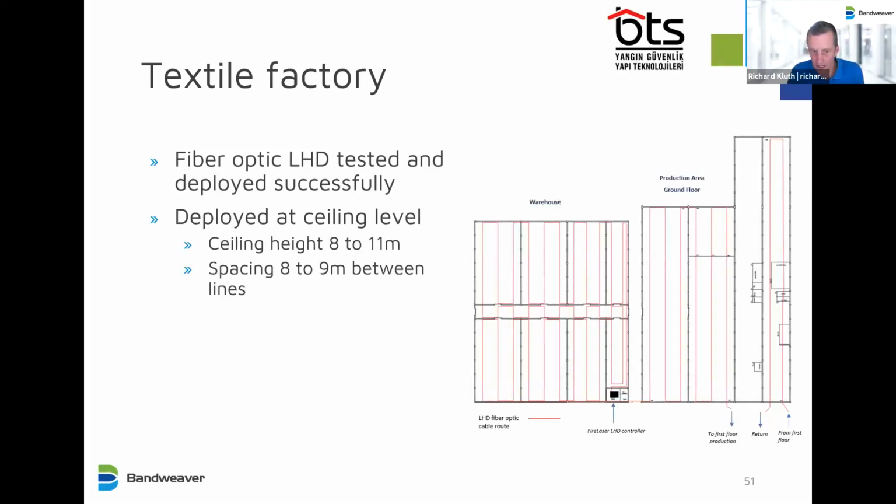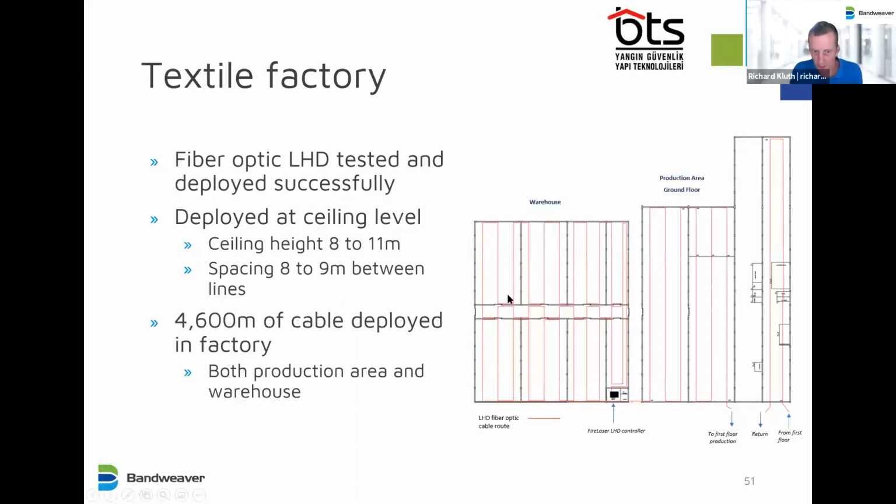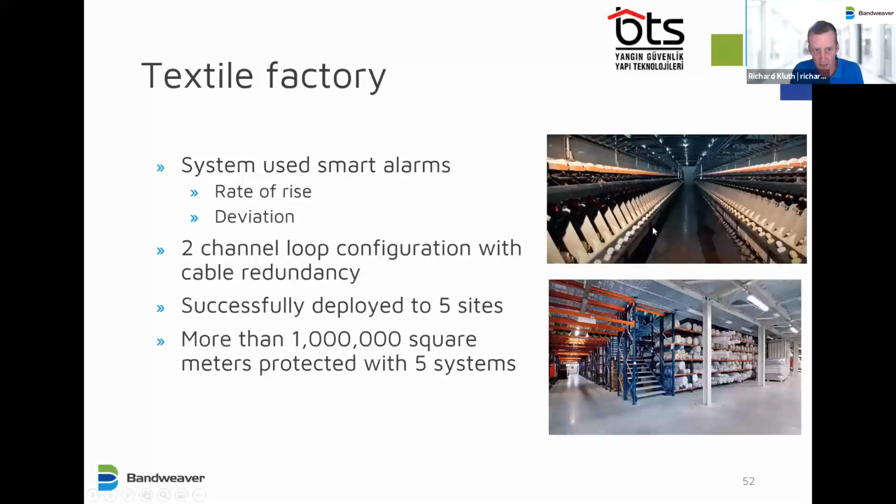It was deployed at ceiling level. The ceiling height was between 8 to 11 meters. The spacing between the lines was 8 to 9 meters. In this facility, 4,600 meters of cable was deployed in the factory, both in the production and the warehouse areas. The system used the smart alarms, rate of rise, deviation, two-channel loop configuration with redundancy.